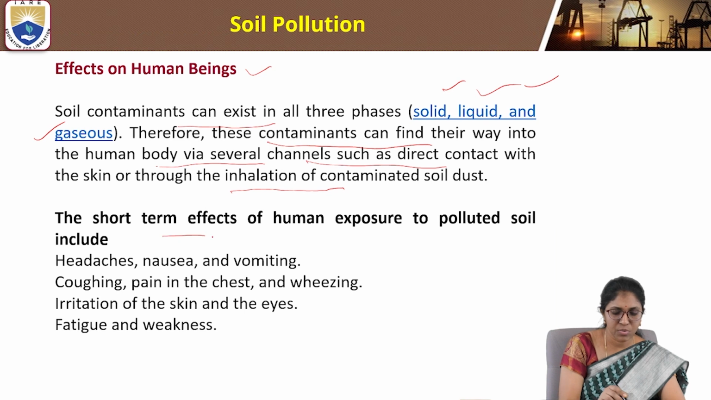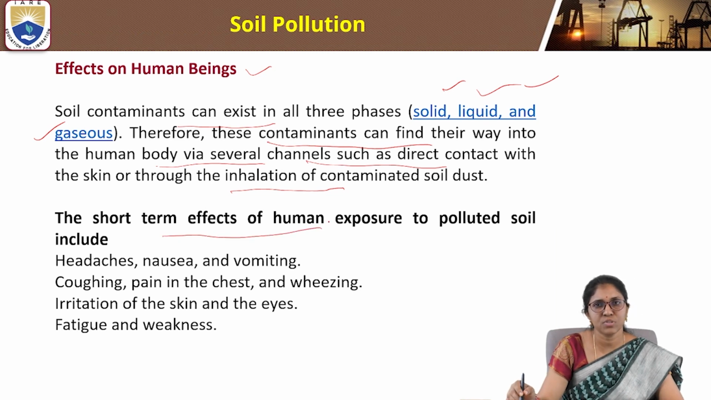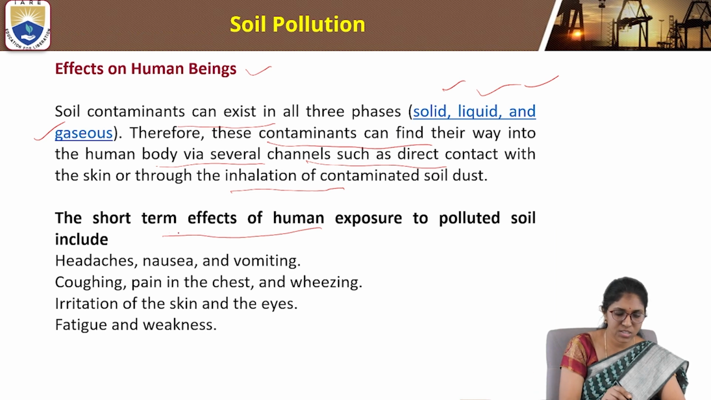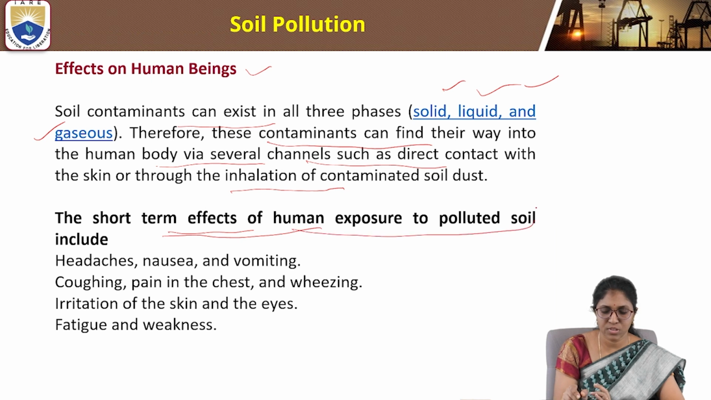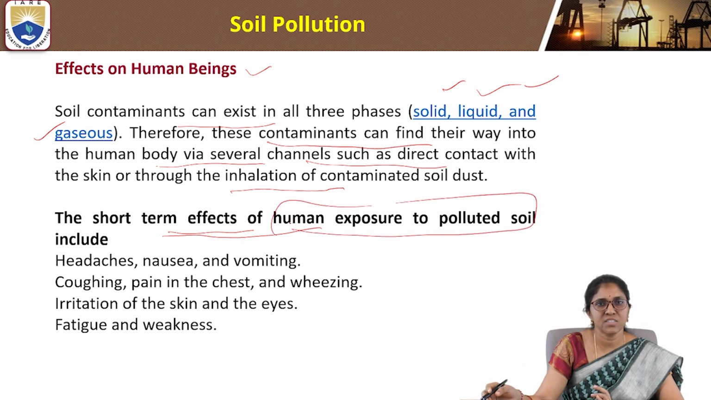The short-term effects of human exposure to polluted soil are as follows.